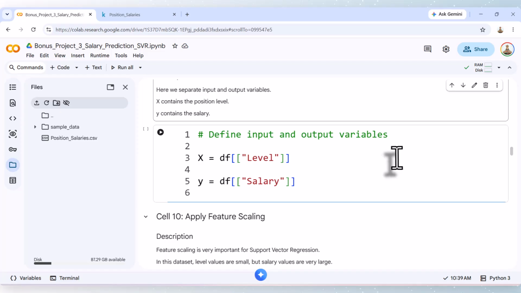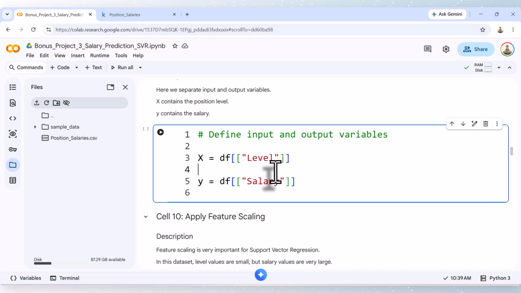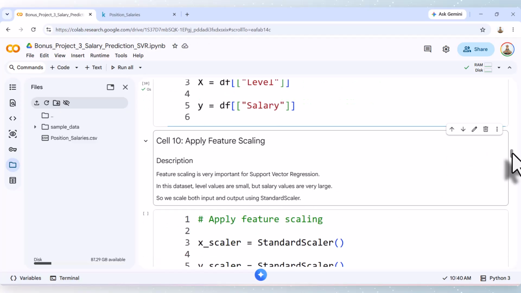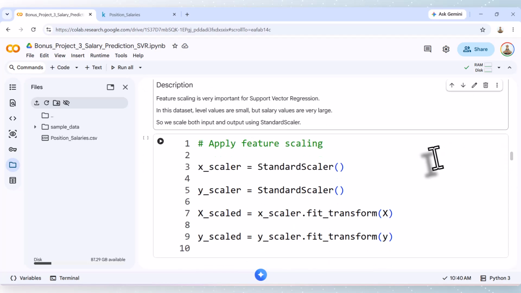Okay. Now select the input and output variables. I am taking X as the level feature and Y as the salary feature. So you can execute this step. Then feature scaling is very important for support vector regression. In this data set, the level values are small, but the salary values are very large. So that's why we need to scale both input and output using the standard scaler.